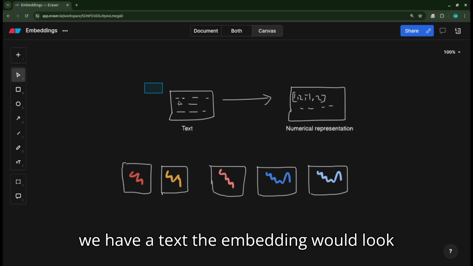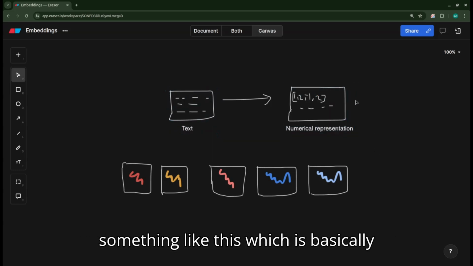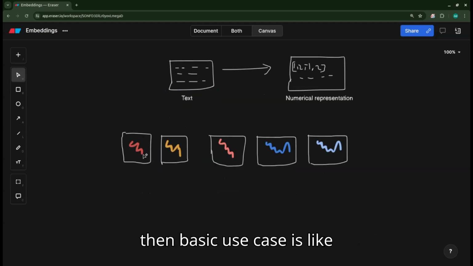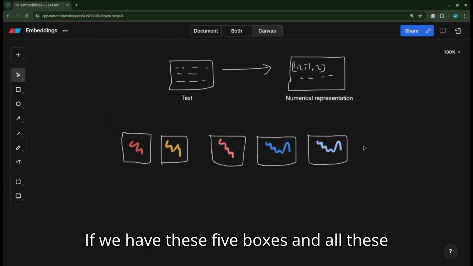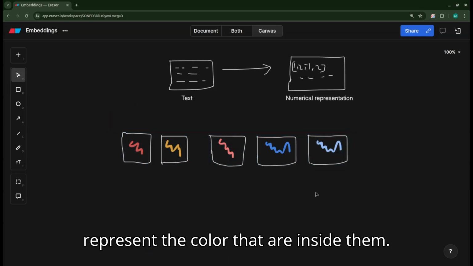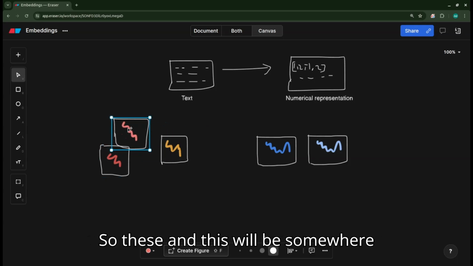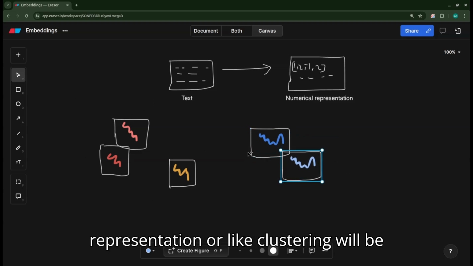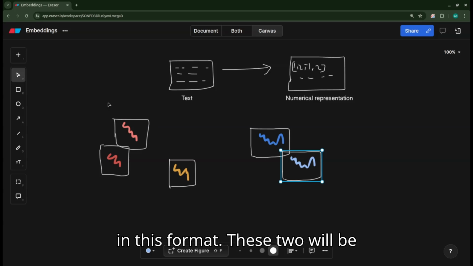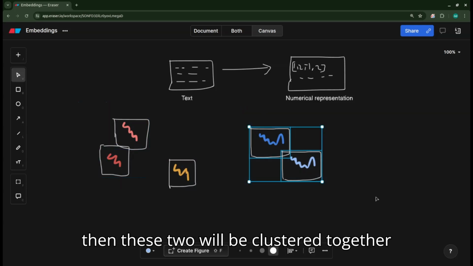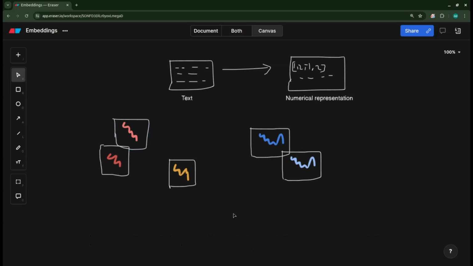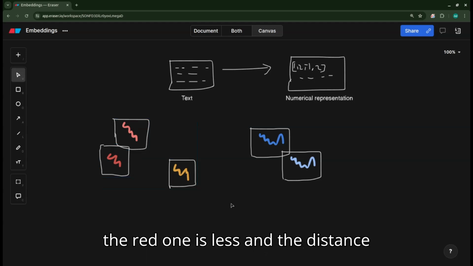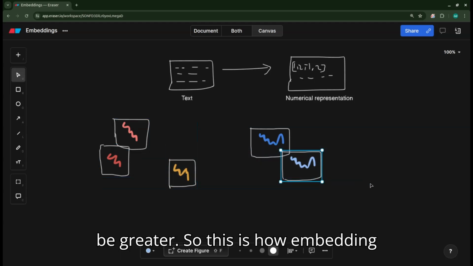Like we have a text, and the embedding would look something like this, which is basically a numerical representation of this text. And then a basic use case: if we have these 5 boxes and they represent the colors inside them, these two will be somewhat similar, this will also be somewhat similar, and this will be similar. So clustering will be in this format. These two will be clustered together, then this one, and then these two. The distance between these two is less, the distance between these two is less, and the distance between the orange one and the red one is less, and the distance between the orange one and the blue one would be greater. So this is how embedding works.